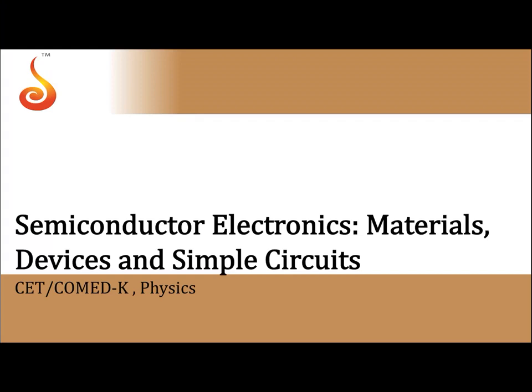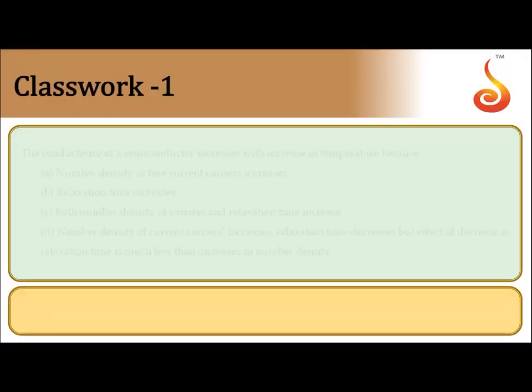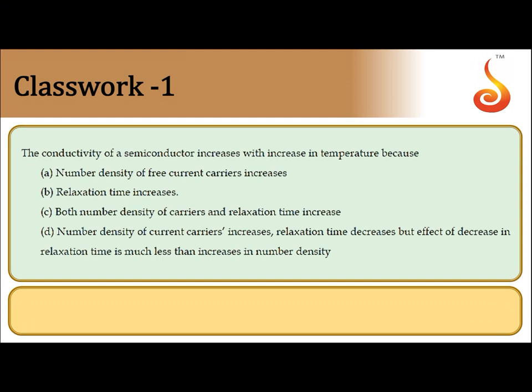In today's class, we'll discuss MCQs on semiconductor electronics: materials, devices, and simple circuits. So, first one: conductivity of a semiconductor increases with increase in temperature because number density of free current carriers increases, relaxation time increases, both number density of carriers and relaxation time increase, or number density of current carriers increases, relaxation time decreases, but the effect of decrease in relaxation time is much less than increase in the number density.